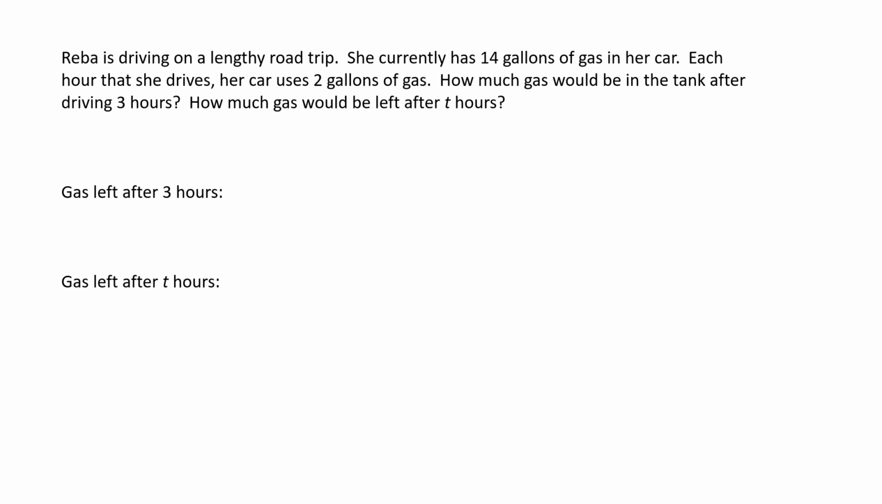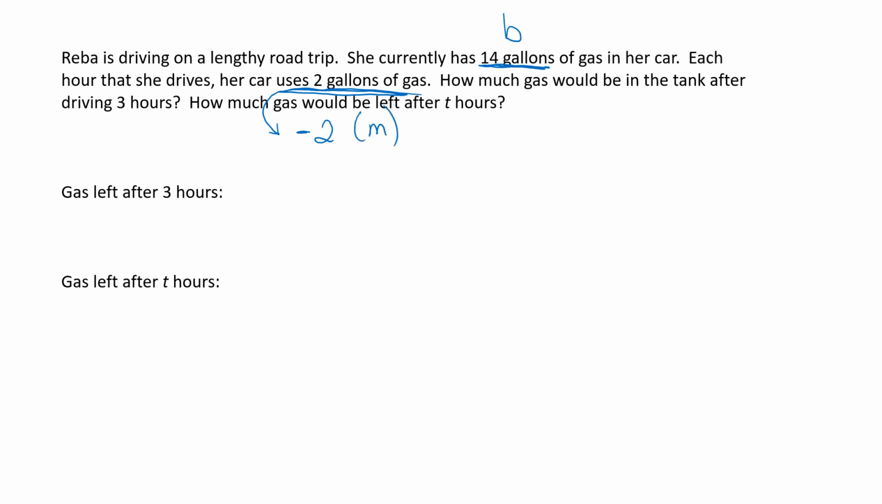So again, identify your rate of change and your initial value. So how much did she start with? That's your initial value. She currently has 14 gallons, so that's your B. Her tank is using 2 gallons of gas as she goes, so that would be -2 for our M.